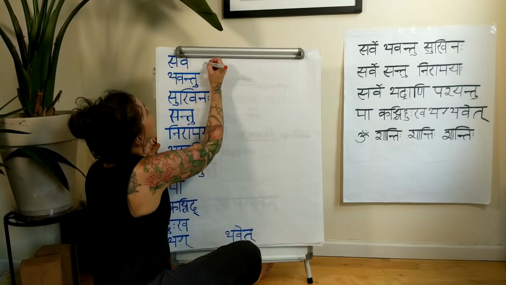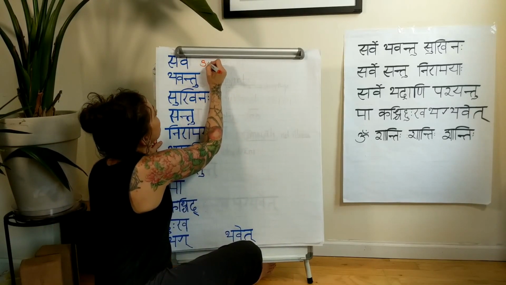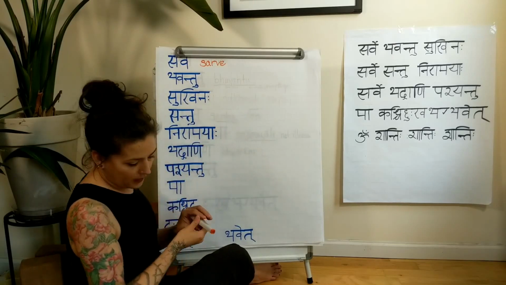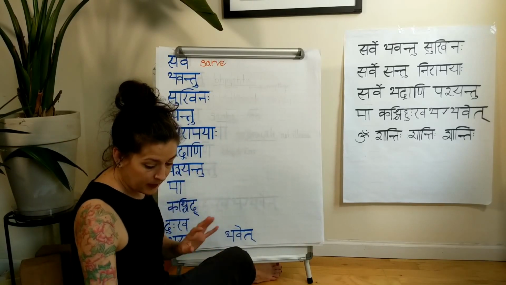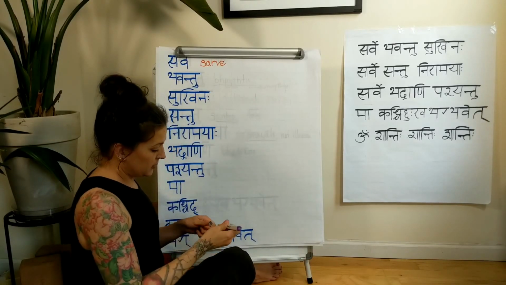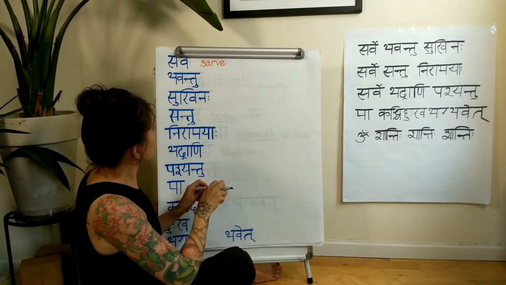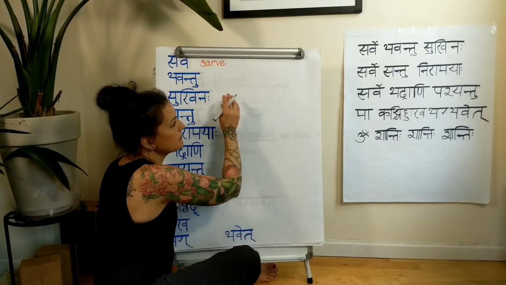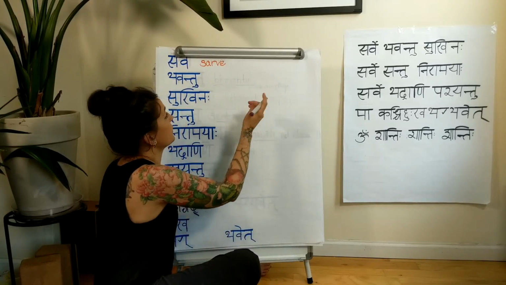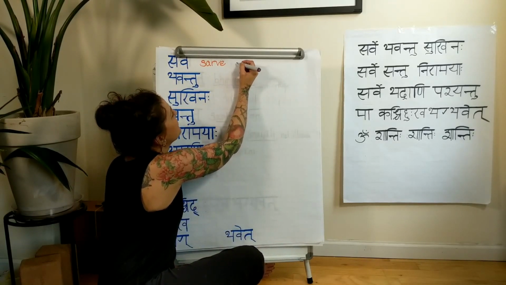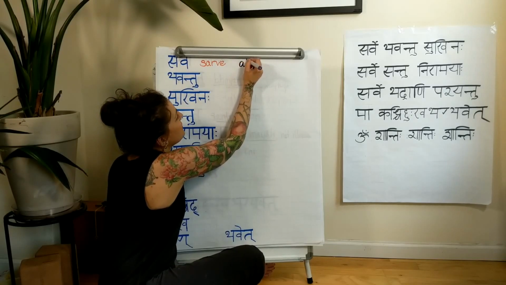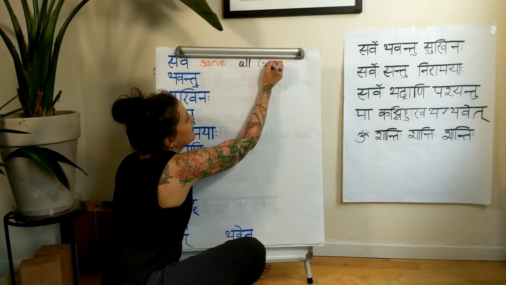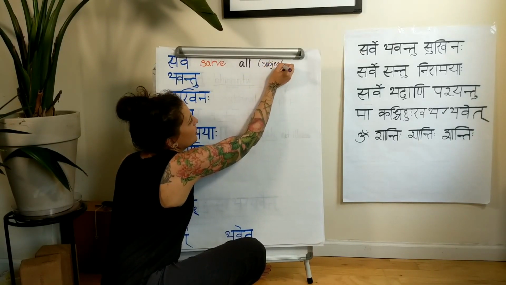So let's write Sarve. Sarve comes from the word sarva and becomes Sarve because it's the subject of the mantra. So Sarve, it means all, and it's the subject. So that's who we're talking about.